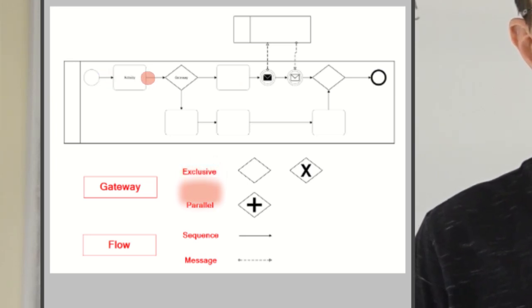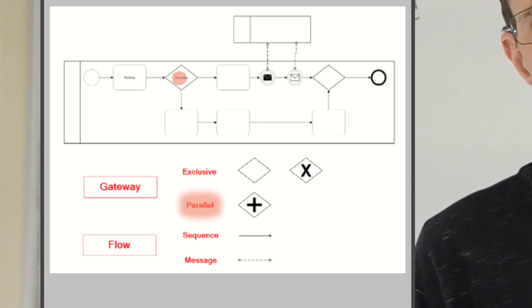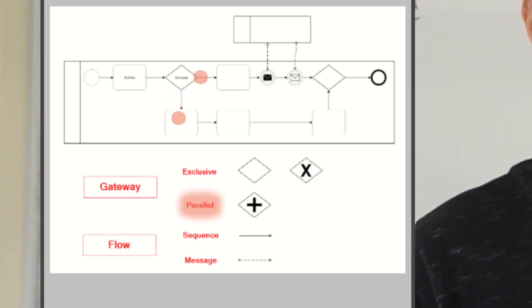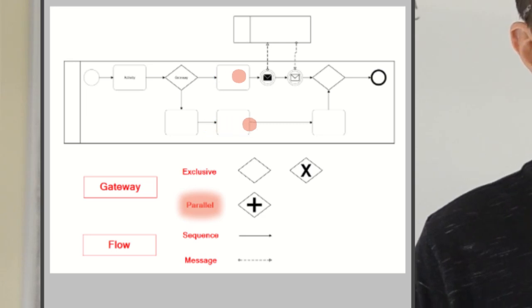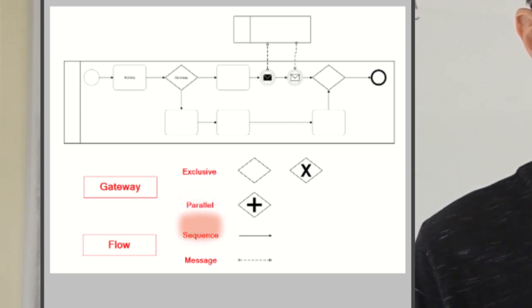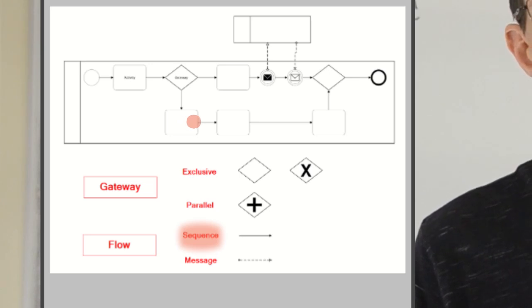Then we have the parallel gateway, which creates or joins multiple activity streams. When you encounter a parallel gateway, it signifies that activities following this point can happen simultaneously, or that parallel paths are converging back into a single flow. Sequence flow represents the flow of control from one activity to the next. When the activity at the starting point is finished, it triggers the initiation of the activity at the end point.